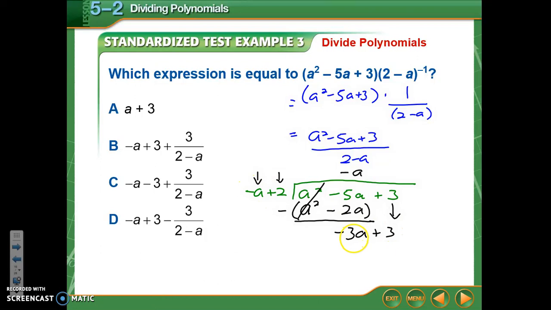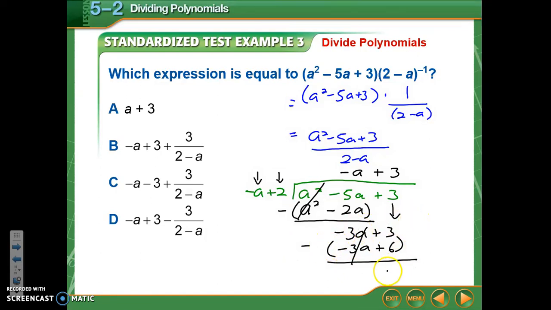Negative a times what is negative 3a, or negative 3a divided by negative a is what? Well, positive 3. Positive 3 times negative a is negative 3a. 3 times 2 is 6. And again, parentheses and subtraction. Negative 3a minus negative 3a is 0.